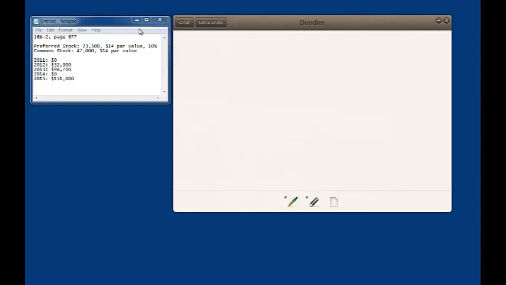Okay, so I have the information here so I can keep it clear of the screen that I'm going to write on. So A, the preferred stock is non-cumulative and non-participating. So 2011, we have, just going to make a little chart here, preferred and common. In 2011, no dividends were paid to anyone.